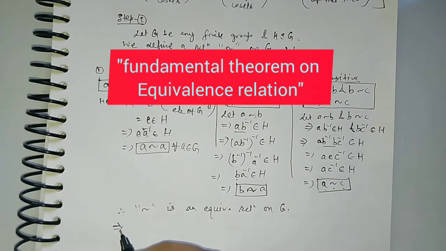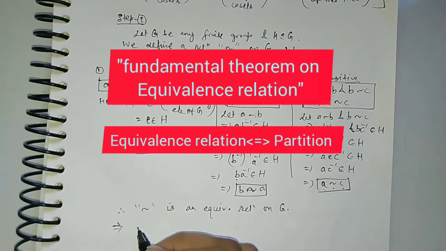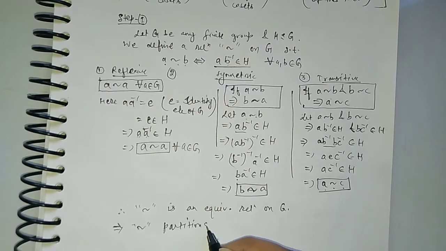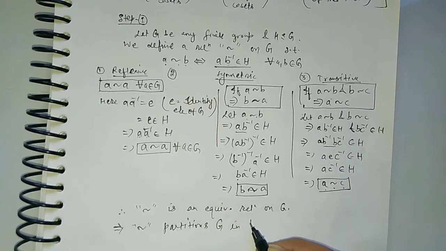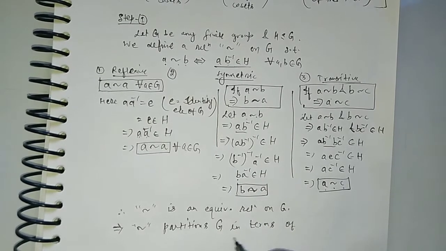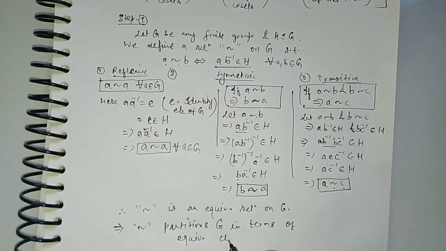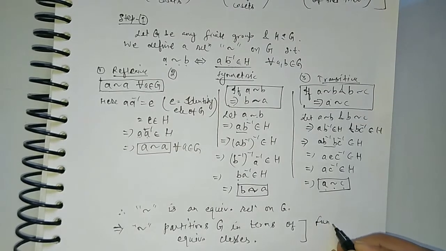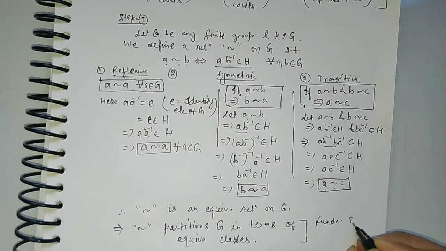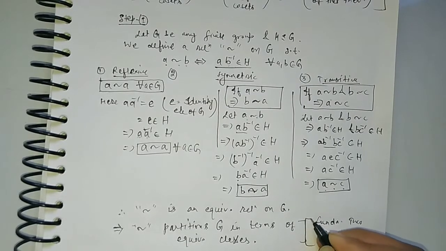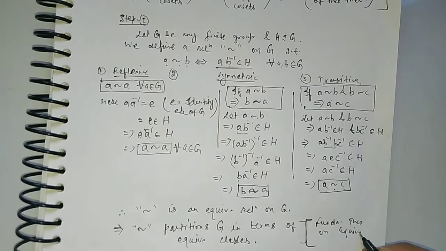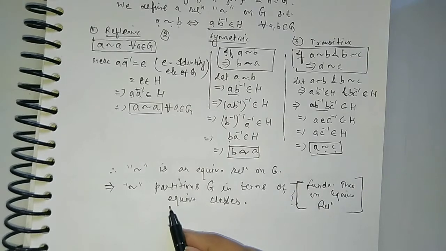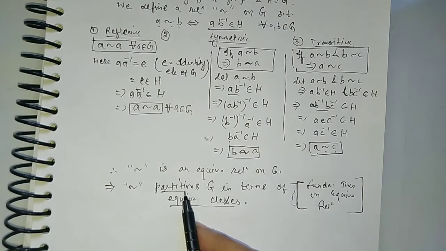So from the fundamental theorem on equivalence relation, we can imply that this relation partitions the group G in terms of equivalence classes. This is called the fundamental theorem on equivalence relation. Now, what are the equivalence classes and what is the partition?